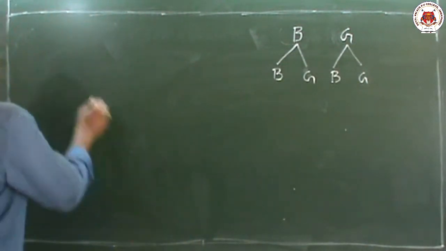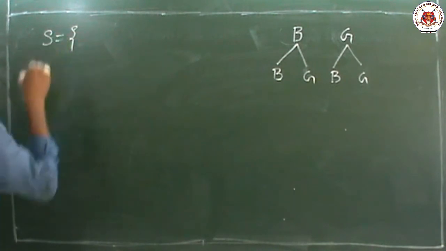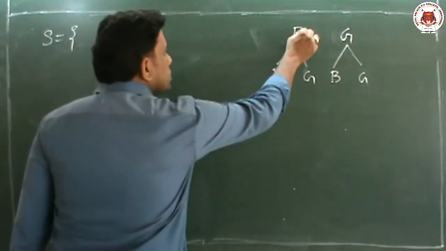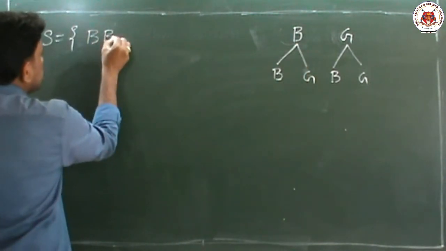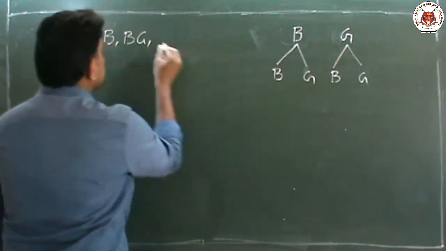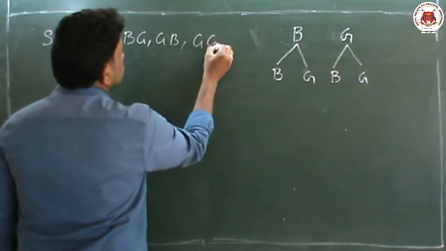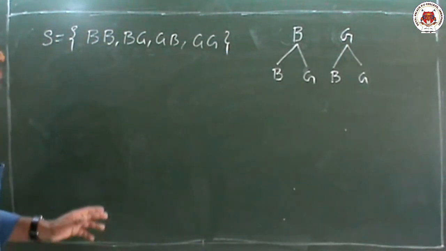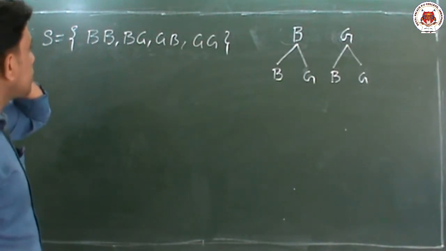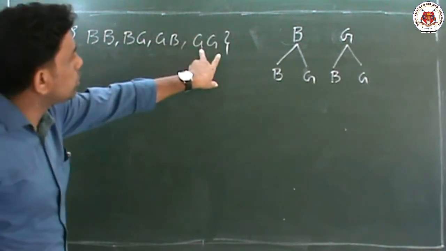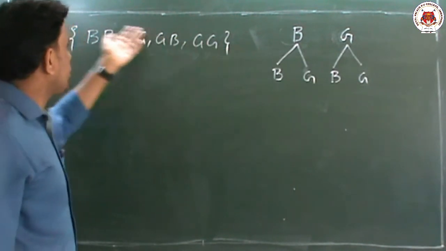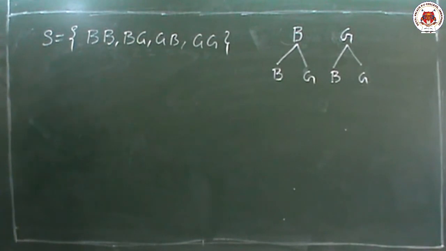That means, my dear friends, first of all I am going to write the sample space. Sample space means the possibilities, the total number of chances. Two children means either both boys, or first one boy and second one girl, or first one girl and second one boy, or both girls. Any one of these chances is possible. This is called the sample space.